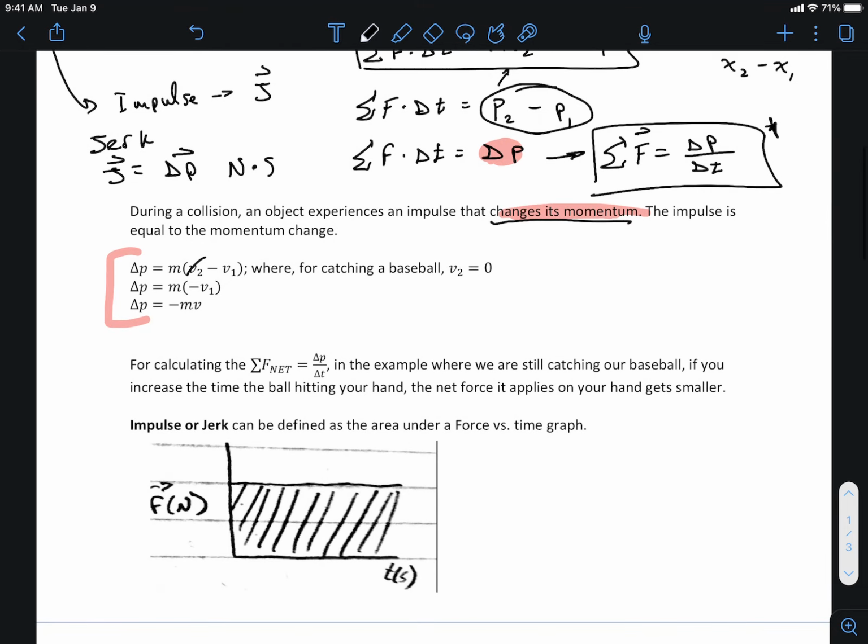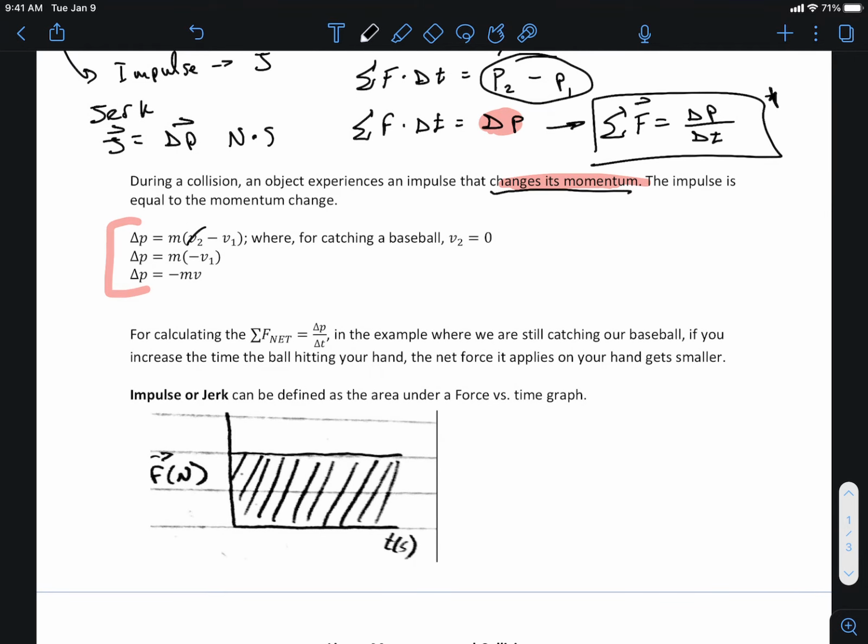And so for calculating the sum of the forces, F net is equal to the change in momentum over time. In an example where we're still catching our baseball, if we were to increase the time, so what we're talking about is we increase the denominator of a fraction, we better expect that the number gets smaller. So something like 1/4, or 1/5.